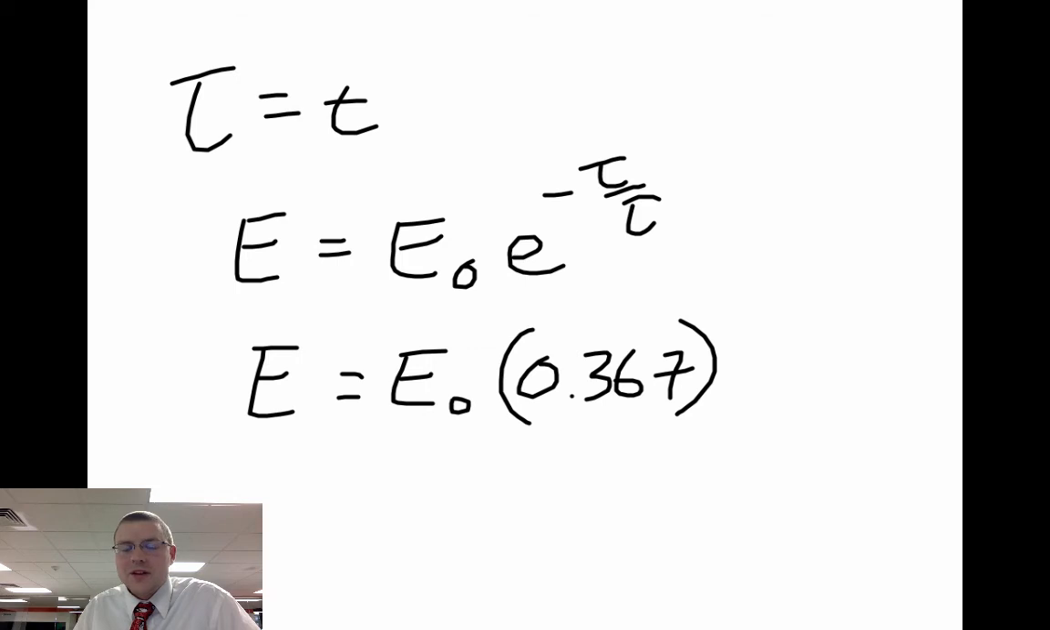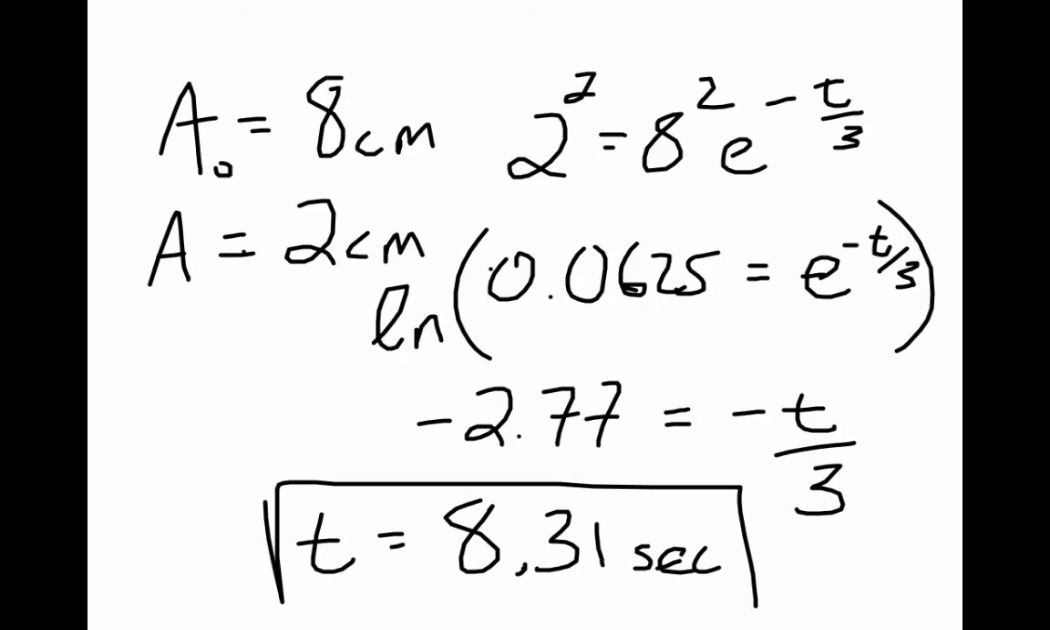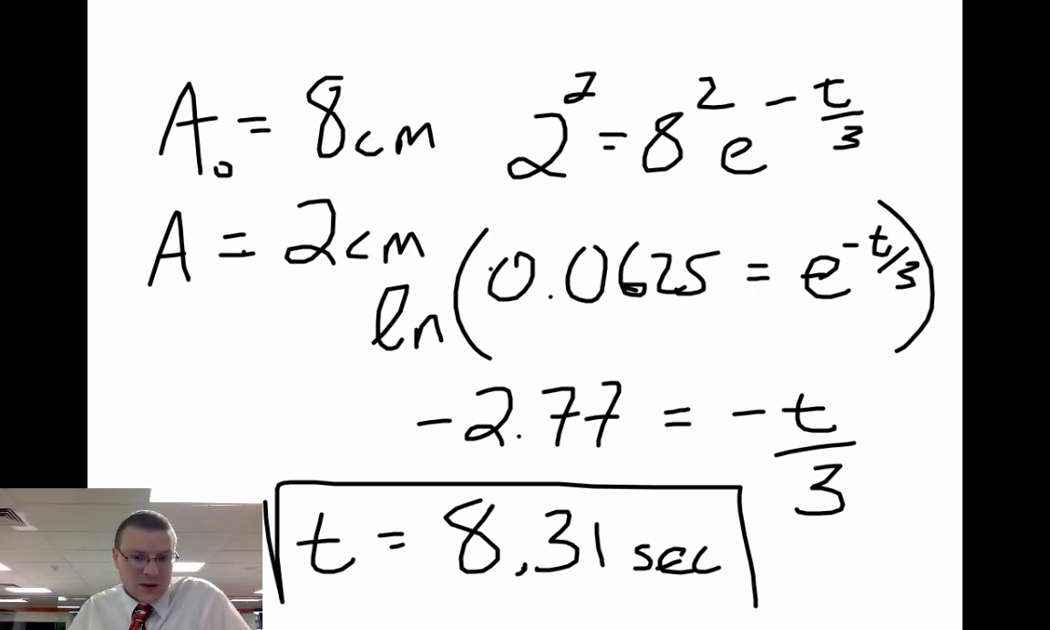If I go to 2 time constants, I'm going to get lower energies. The same thing can happen. It'll be at 36% of the original amplitude squared. You can still do the same thing and figure out exactly after 1 time constant how much the amplitude has died off. So in my example, if the amplitude was 8 centimeters, my amplitude after 1 time constant is about 4.8 centimeters. So I'm definitely not to 1/4 of my amplitude. That takes 8 seconds to get to.